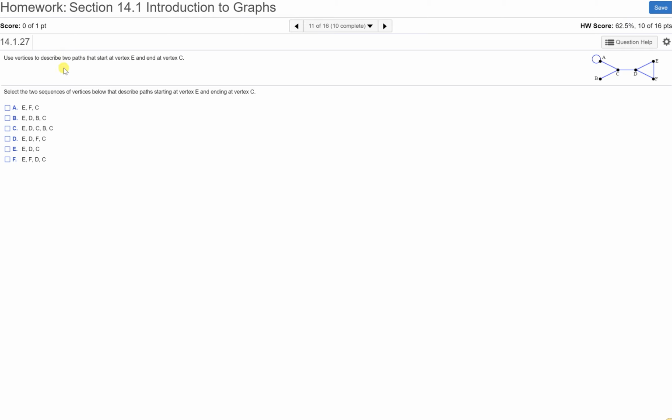So here's the picture. It says, use vertices to describe the two paths that start at E and end at C. Select two sequences of vertices below that describe paths that start at E and end at C. So we're just talking about paths. It doesn't have to be an Euler path. For example, E, F, C is impossible because F is not connected to C. E, D, B, C. Let's see. E, D, I can't connect to B, so it's not B.